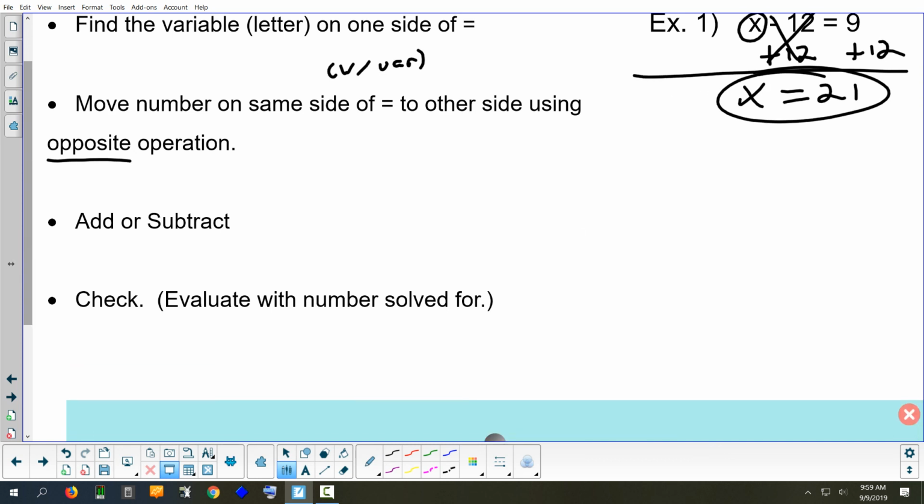What I usually do when I'm checking it is I just write down "check" so that I can see, okay, now I'm checking. Copy down the original problem: X minus 12 equals 9.